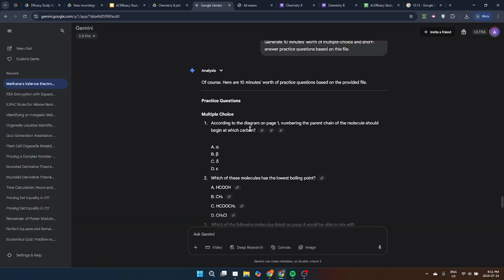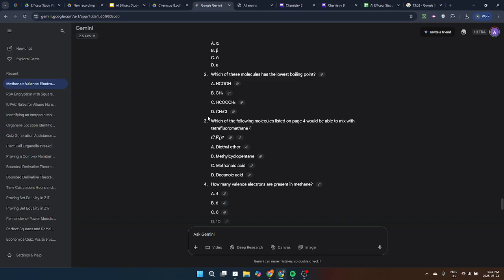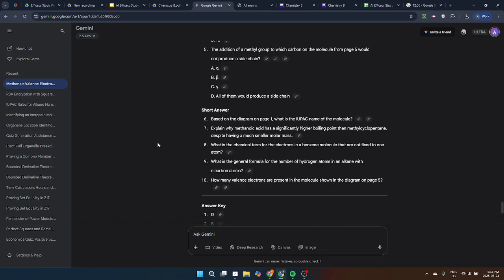I think they've just ripped questions directly from the file. Like this is the same question. This is the same question. 2 is the same. 3 is the same. 4 is this. These are just all the same questions from the quiz that I just did. And same with the short answer as well. So this is not normal.